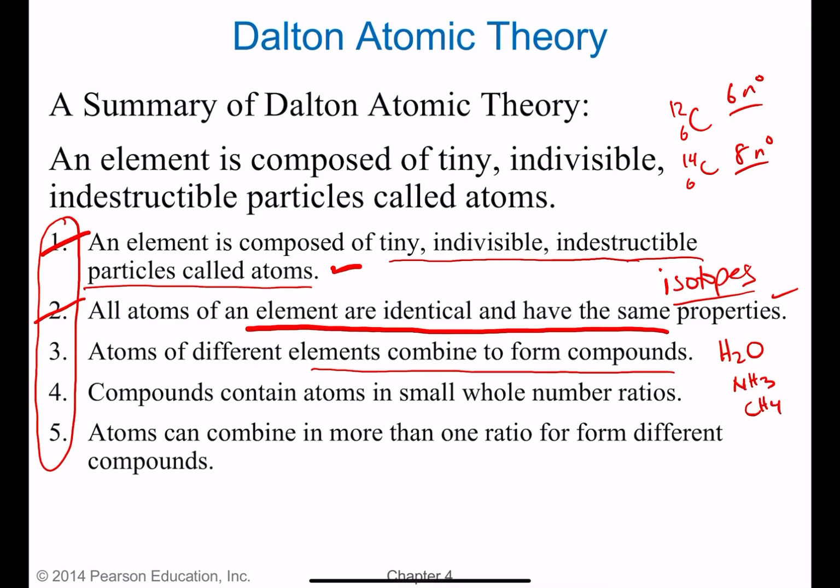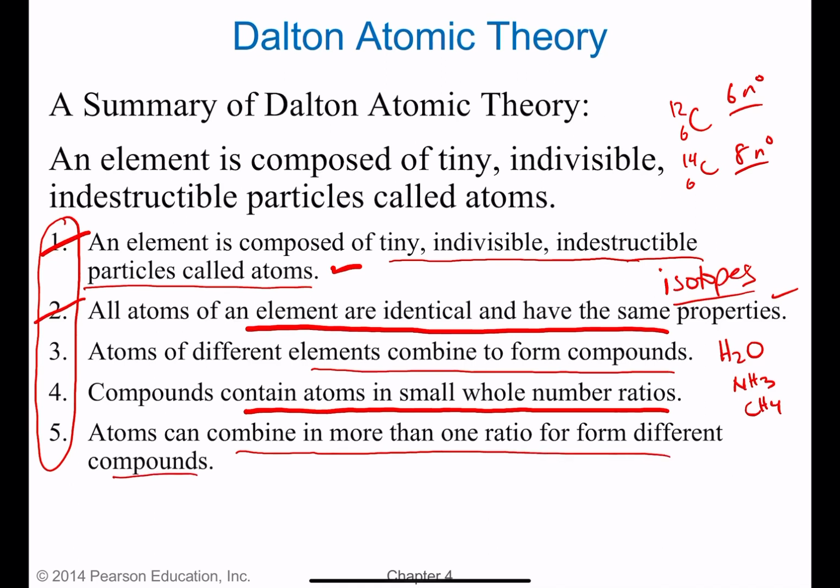Number 4, compounds contain atoms in small whole number ratios. That's true. We can't have half of an oxygen atom in a water molecule. You either have 1 oxygen or 2 oxygens or 3 oxygens. And then atoms can combine in more than one ratio to form different compounds.